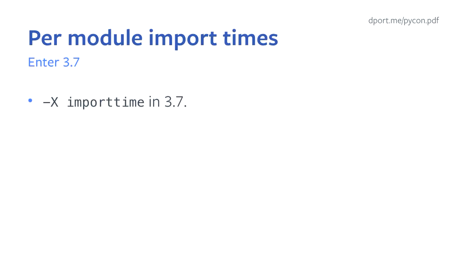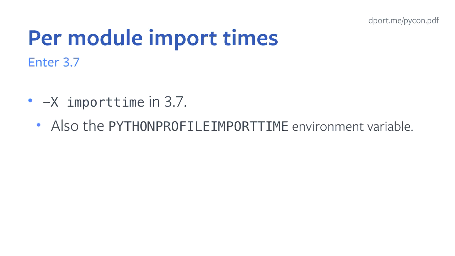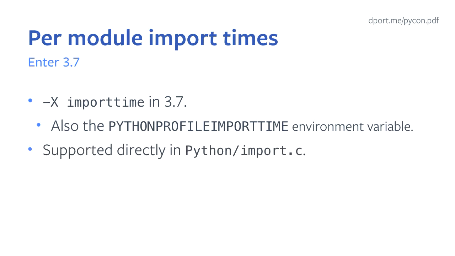There's a runtime flag you can use called import time, and it will print to standard error for each module the import time and the cumulative import time of that module. You can also use an environment variable to do it. This is the first officially supported import time profiling, and it's done directly in the C, which is really cool.